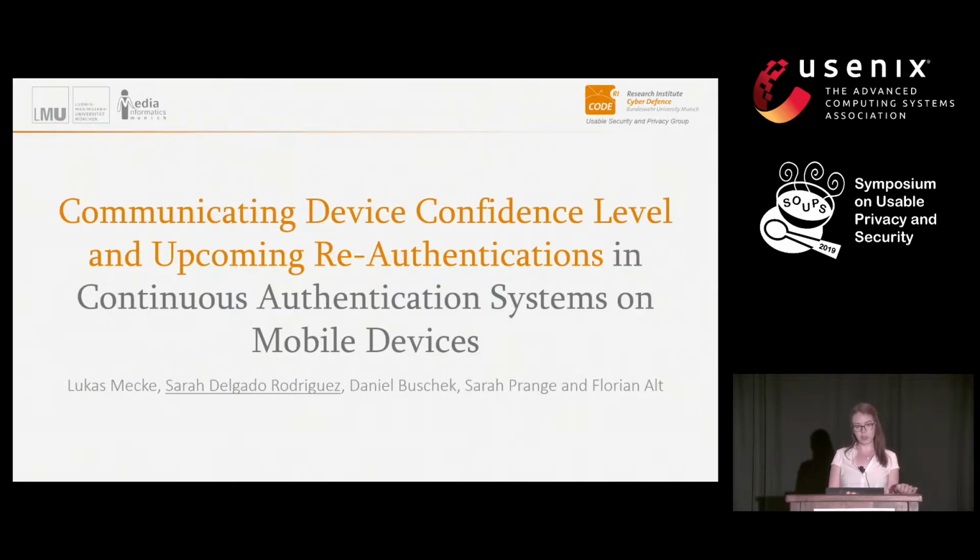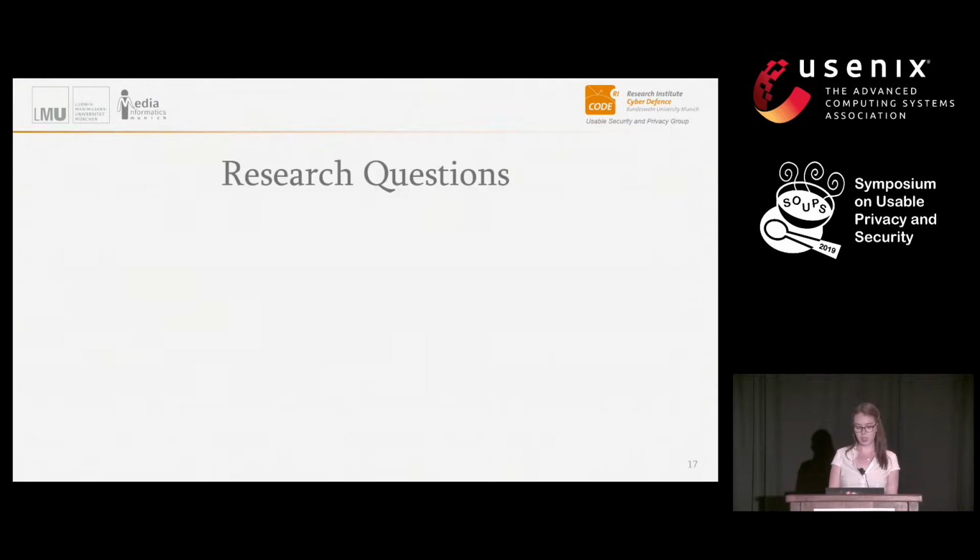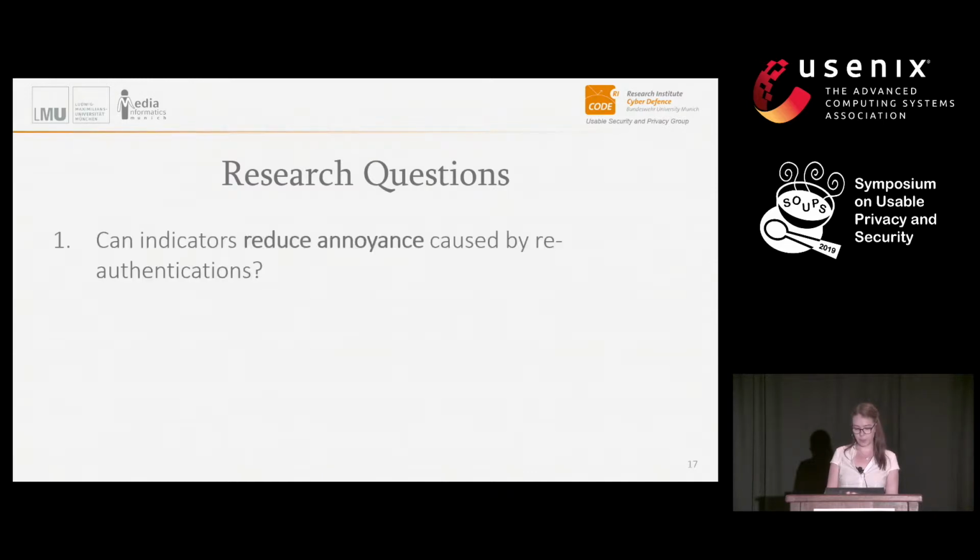So after introducing this topic, the last part of our title is now covered, and I would like to further specify the research we conducted based on it. We derived 4 major research questions based on this topic. First one is, can indicators reduce annoyance caused by unpredictable re-authentication requests?